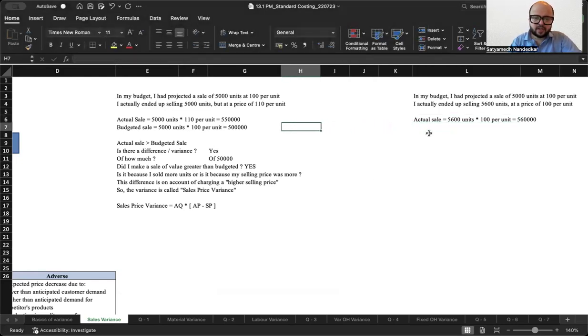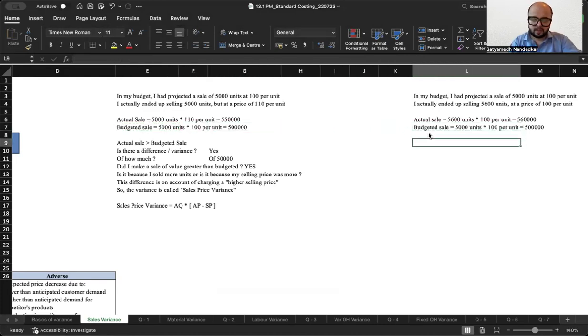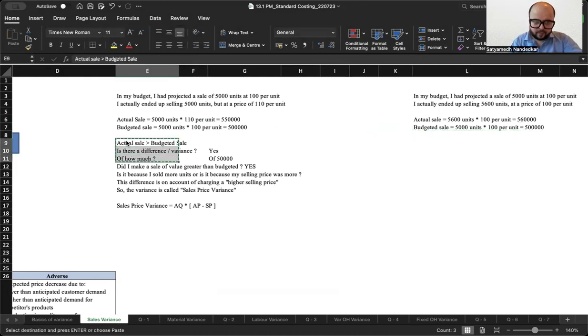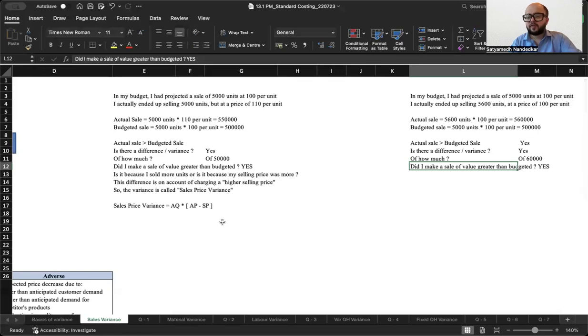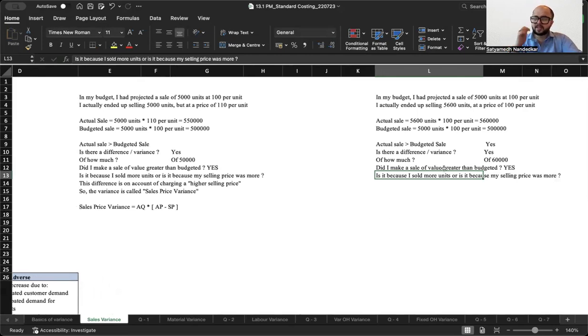And what is my budgeted sale? My budgeted sale is 5,000 units into 100 per unit. Now, my actual sale, is it greater than budgeted sale? Yes. Is there a variance? Yes. Of how much? Of 60,000. Now, did I make a sale of a value greater than the budgeted value? Yes. Now, is it because I sold more units or is it because my selling price was more? Why is this variance coming? Why is my sale revenue higher?